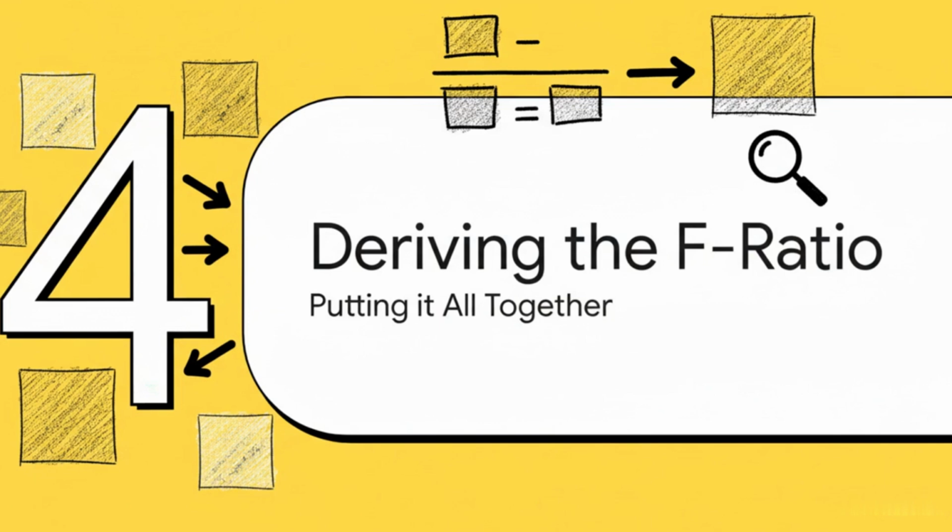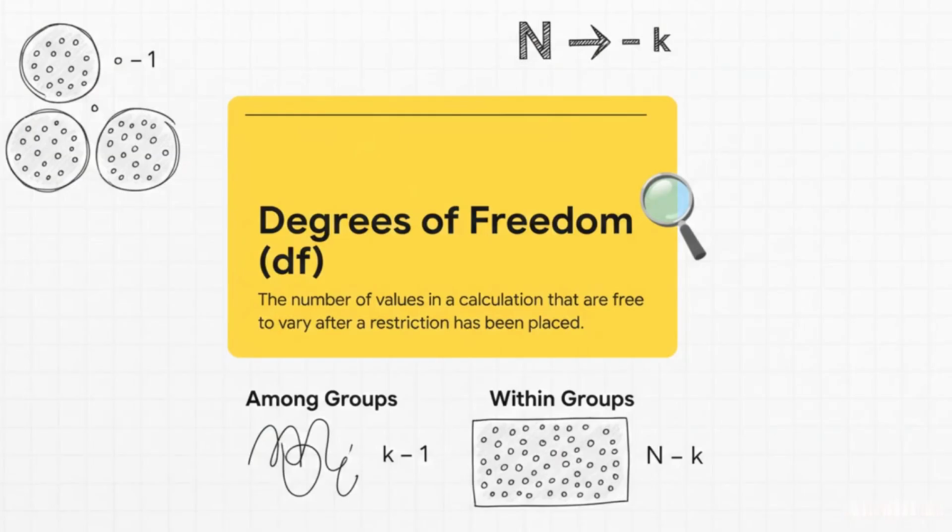Now it's time to actually put them together and build that F ratio we've been talking about. But hold on, before we do that, we need to talk about something called degrees of freedom. Think of it as a way to adjust our numbers based on how much data we're working with. For our among group variation, the degrees of freedom is just the number of groups, k, minus 1. For our within group variation, it's the total number of participants, n, minus the number of groups.